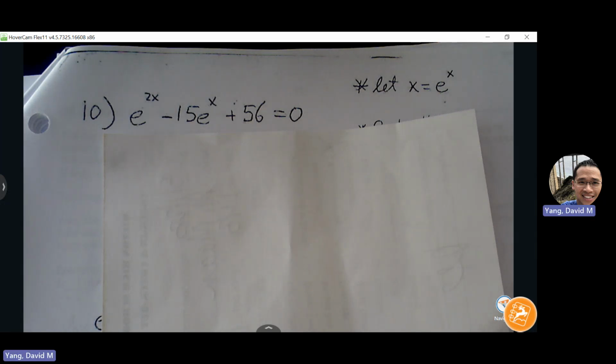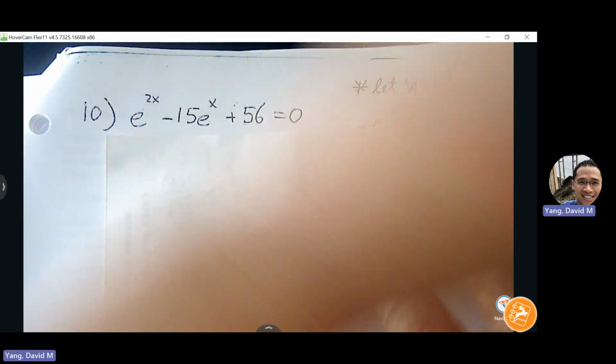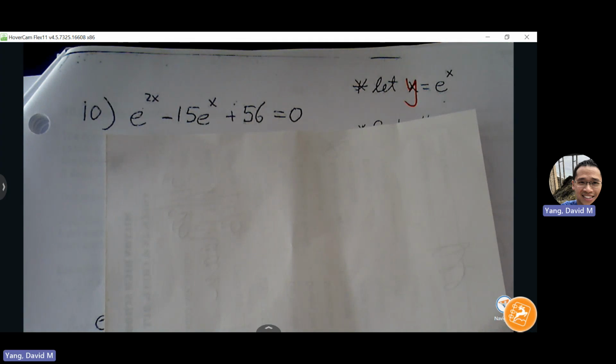Okay, number 10, hopefully we can see a little bit more of this so that we can recognize this as a factoring problem. There's an x squared, there's an x, and there's a constant there, so maybe a little bit better is to let y equal e to the x, just so that we can see an easier factoring problem in front of you.